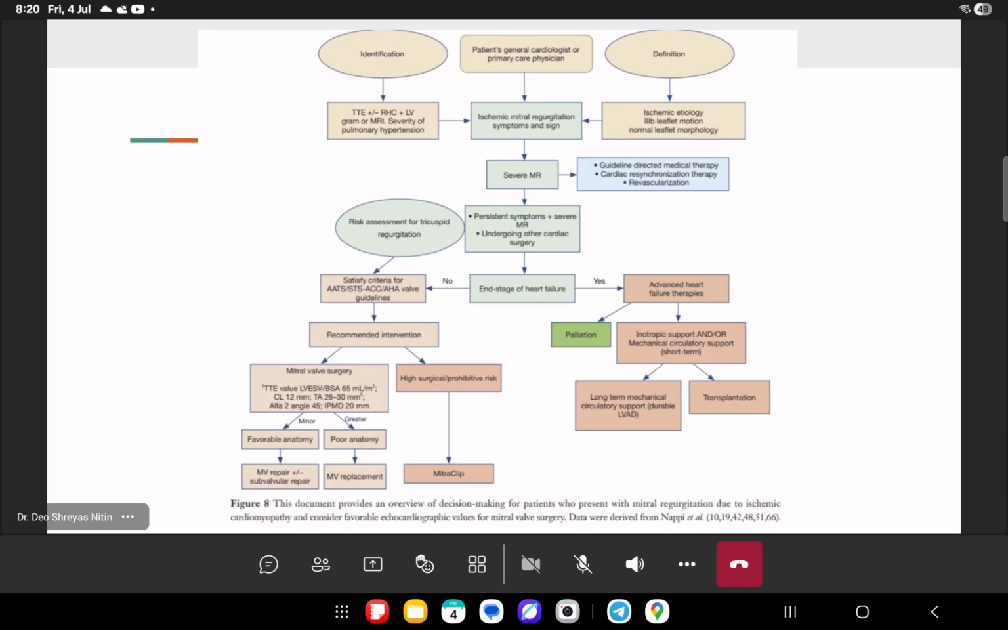And the recommended intervention for mitral valve surgery is, in cases with favorable TT value and BSA and favorable anatomy, mitral valve repair is recommended, and with poor anatomy, mitral valve replacement is recommended, and in high surgical risk patients, mitral clip is recommended.